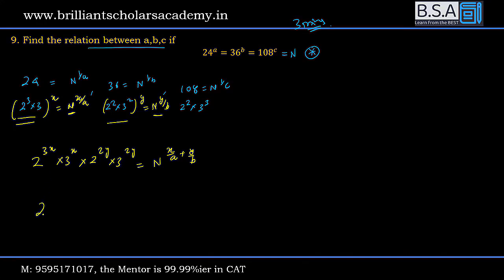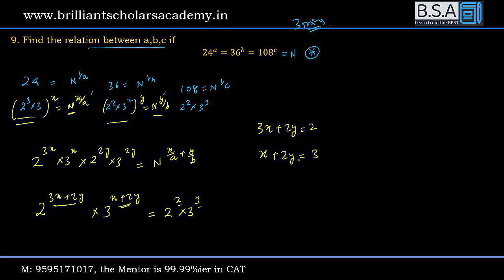Now please pay attention. 2 has a power of 3x plus 2y. 3 has a power of x plus 2y. We want it to be equal to 2 square into 3 cube. I want this to be equal to this. Now we have linear equations. If I subtract both, I get 2x is equal to -1, x is equal to -1/2.